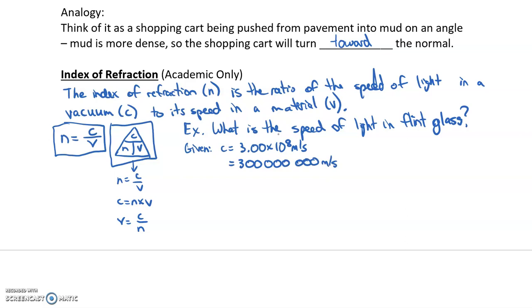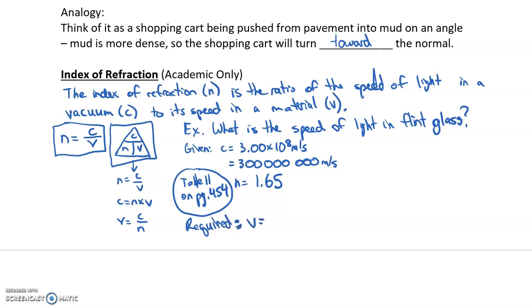But we write things in scientific notation now. The other given that I'll give you in this particular case is, if you look at table 11 on page 454, you can find a whole list of all of the indexes of refraction. And the index of refraction in flint glass is 1.65. And so what we're required to find here is the speed of light in that flint glass. So v in that flint glass is what we're after.